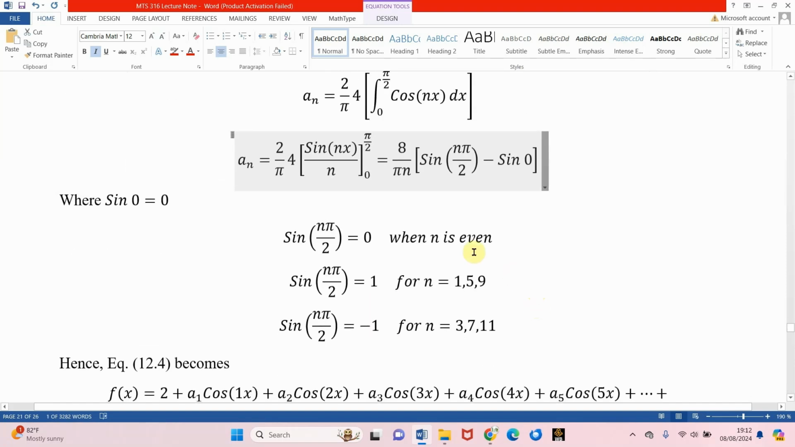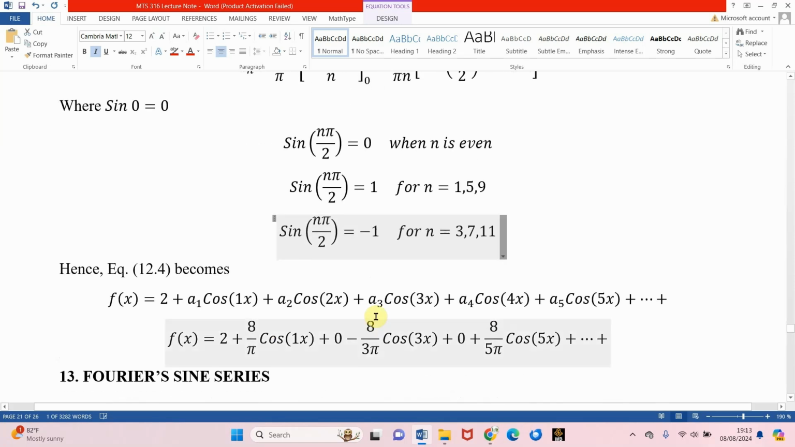The point now is this: sine 0 is 0, so if n is even, from this expression, what we obtain is 0. But if n is 1, 5, and 9, what we obtain here is 1. That is for a certain selection of odd numbers. And if n is 3, 7, 11, what we are going to have here is minus 1. So we put all these facts into consideration to give us the series.